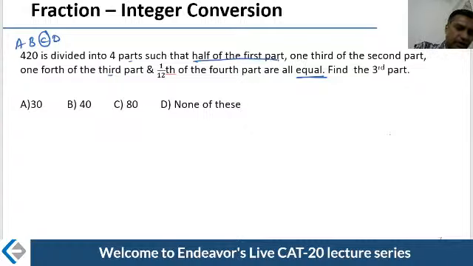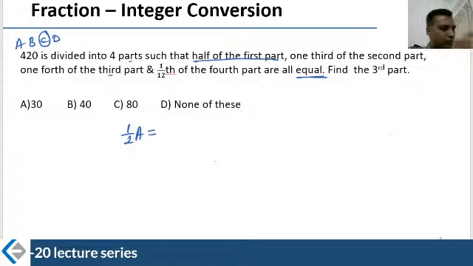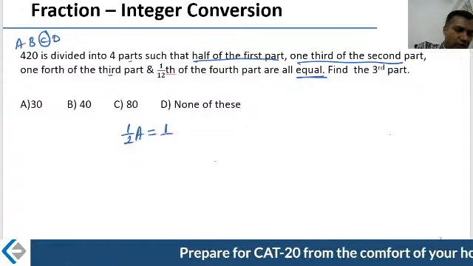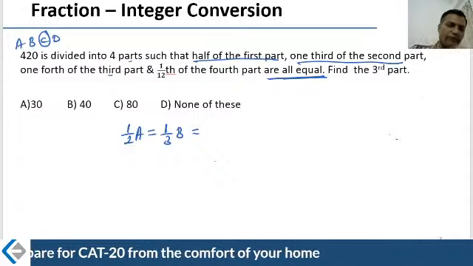Half of the first part. Now look, how do you write it? Half of A, because you said that A is the first part. 1/3 of the second part, how do you write? 1/3 of B. 1/3 of B is equal to A. Why am I writing equal to? Because all are equal. That's what he said towards the end. Look at the closing of that particular sentence. How is he closing it? They are all equal. Therefore, I'm equating them.